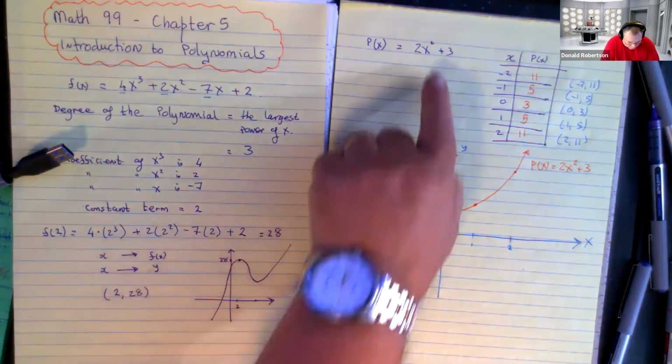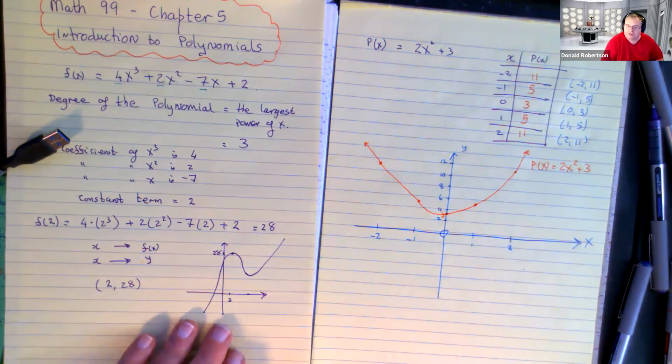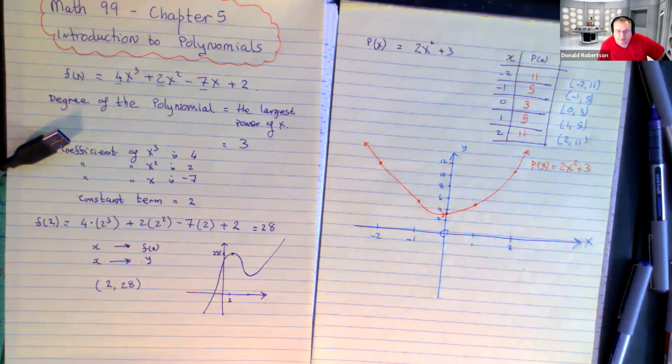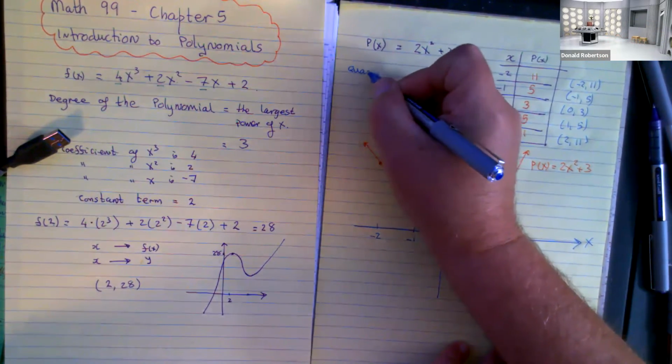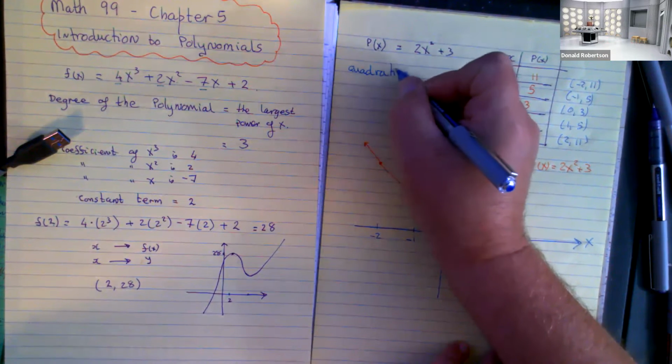But this polynomial function has degree 2. It doesn't have any x term, we sometimes call this particular special case a quadratic function. So when it's got x squared in it, it's a quadratic function.